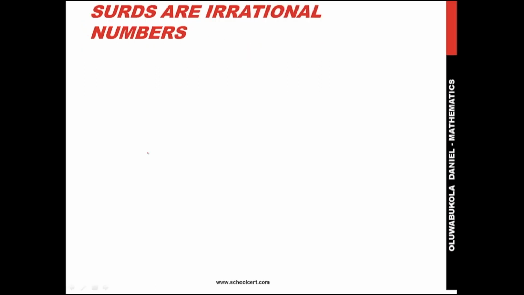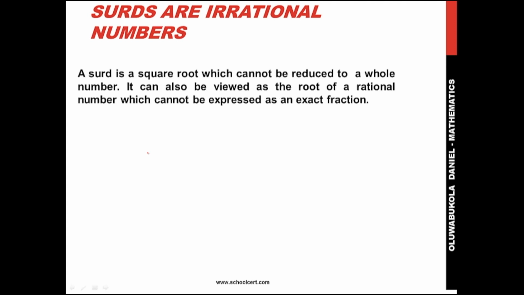So what are Surds really? A Surd is a square root which cannot be reduced to a whole number. So it can also be viewed as a root of rational numbers which cannot be expressed as exact fractions. An example of this would be root 2 or root 5. If you look at root 2, for instance, you cannot break it down further, and the same thing goes for root 5.